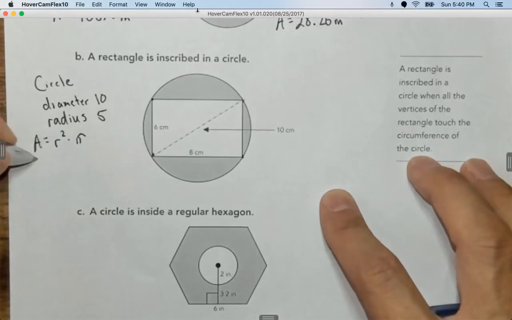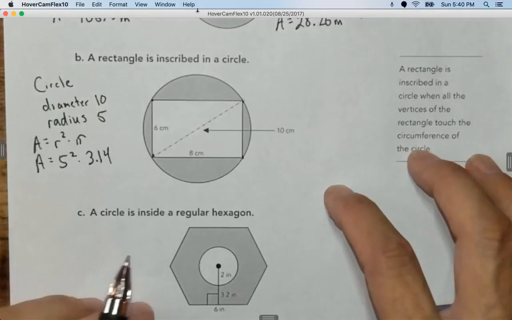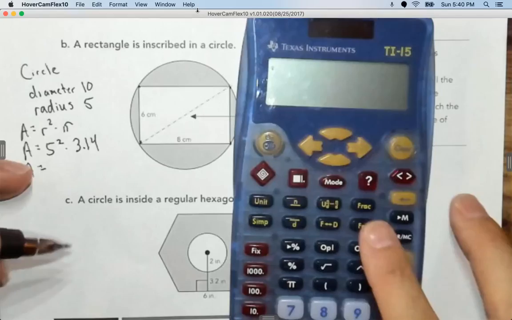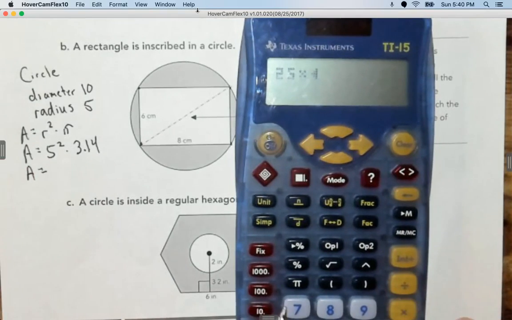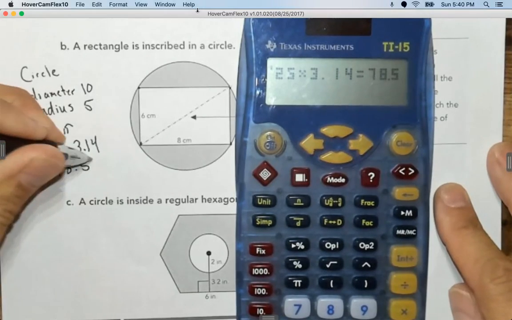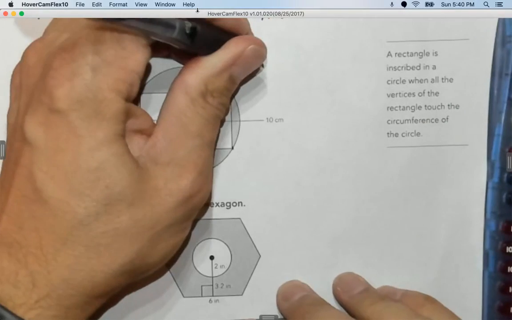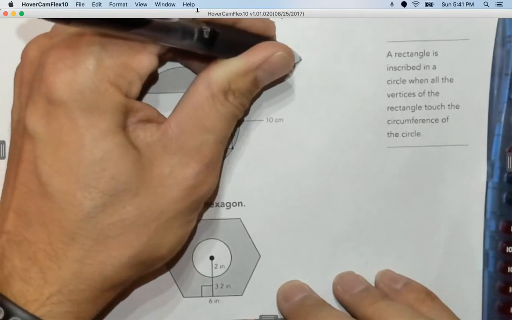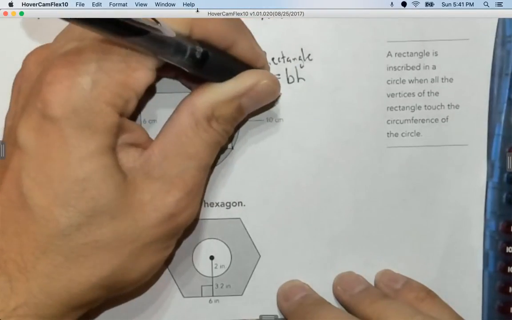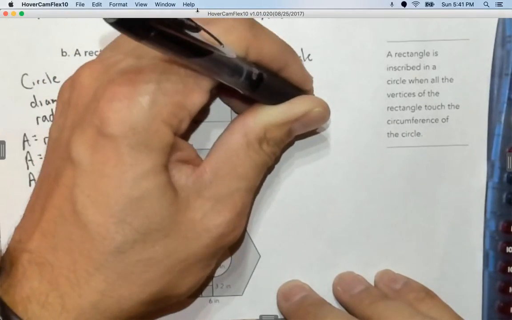What I'm noticing is we're doing a lot of things over and over again, which is good for us because we should notice the pattern that is developing here. 5 squared times 3.14, and that is 78.5 centimeters squared. Now I got to find the area of the rectangle. And rectangle is going to be base times height. In this case, it's going to be 8 times 6, which is 48 centimeters squared.